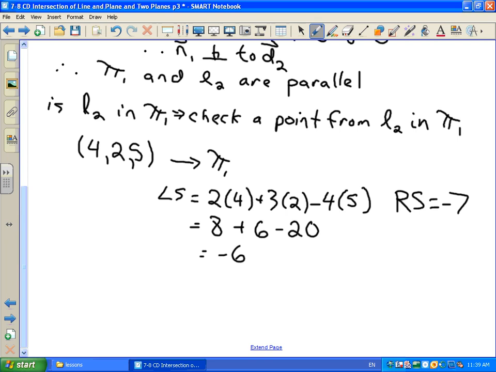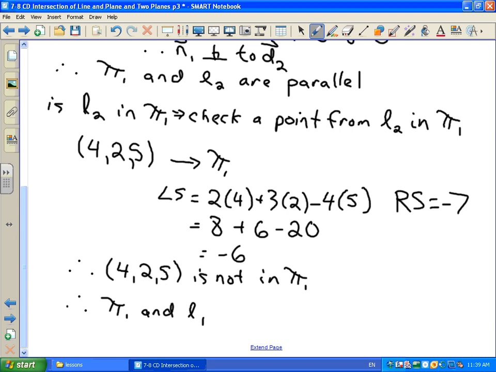Okay. So what does this tell us? Left side does not equal right side, so we can conclude that this point, 4, 2, 5, is not in the plane. So what can we conclude about our line and our plane? Well, we already know that they're parallel. Because this point doesn't check out for us, we can say the plane and the line are what? Yeah. Parallel and distinct.